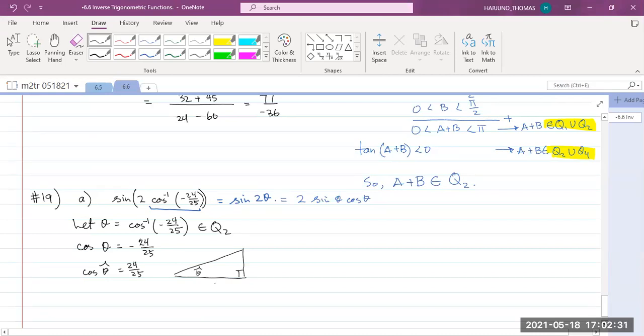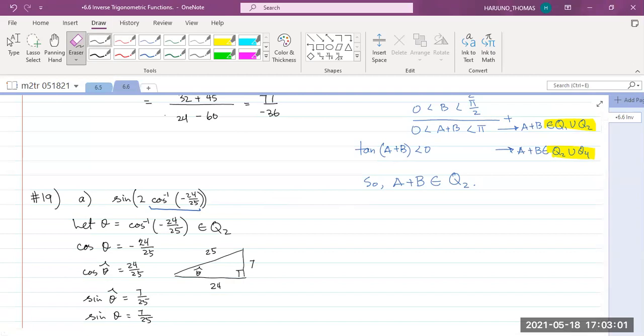This is theta hat. This is 24, 25. By Pythagorean triple, that's 7. So sine theta hat is 7 over 25. But theta is in quadrant 2 where sine is still positive. Okay, now that's the setup, right? Now using that, let me continue with the formal work.